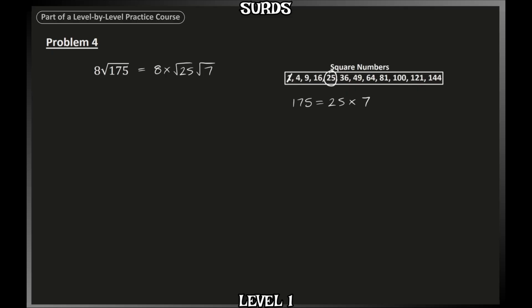Now 25 is a square number, so we can square root it, and the square root of 25 is 5. So this becomes 8 times 5 root 7, and because 8 times 5 is 40, 8 times 5 root 7 is 40 root 7. Now we can't divide 7 by any other number on our list of square numbers, so this is simplified, and 40 root 7 is our final answer to problem 4.